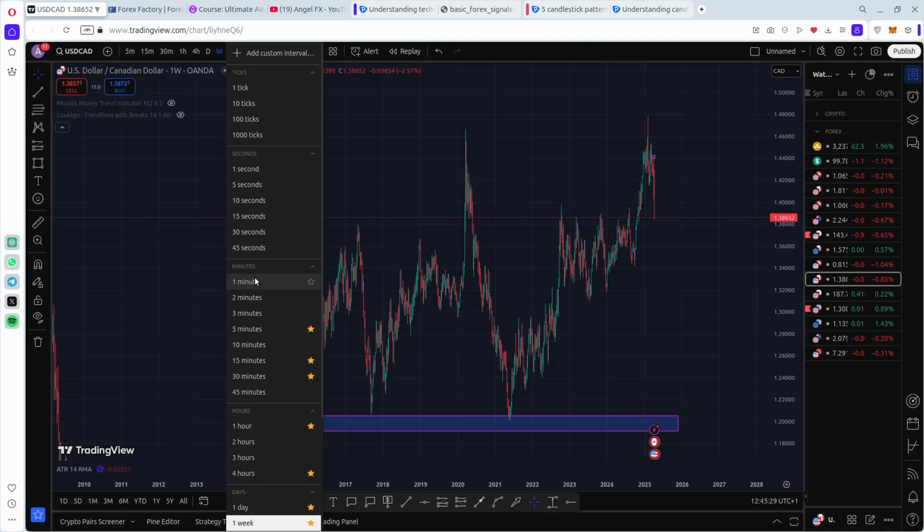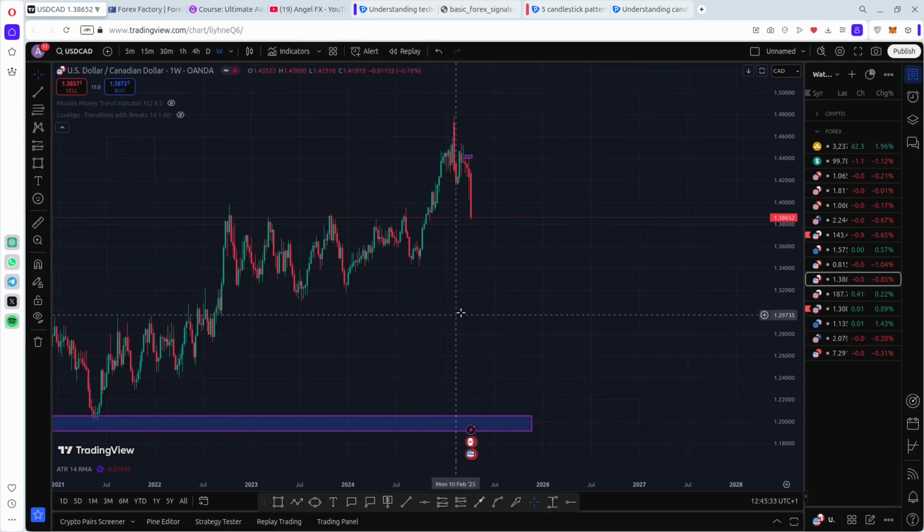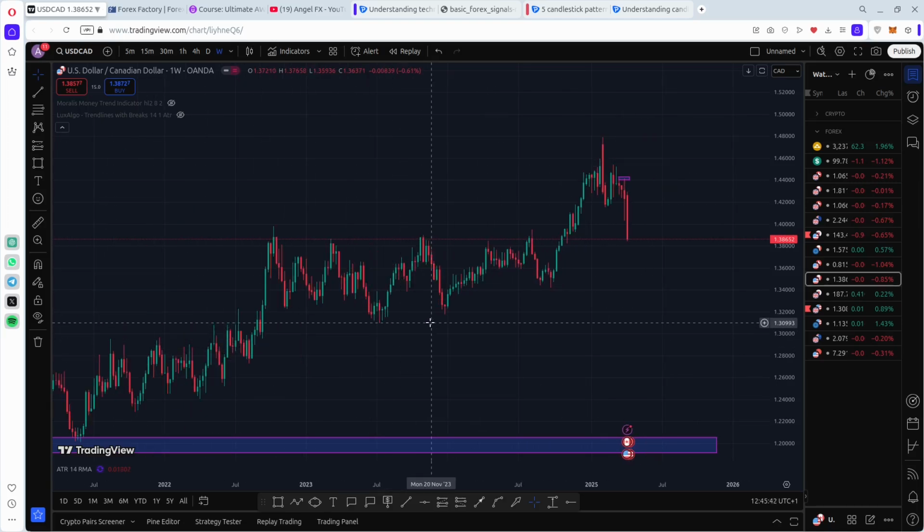So whenever you click on 1 minute, the charts are rearranged in such a way where every candle represents a minute. Okay, so since I'm on the 1 week time frame, it simply means every candle here represents 1 week. It took 1 week for every candle to be formed. Okay, so this is a very long duration of time.